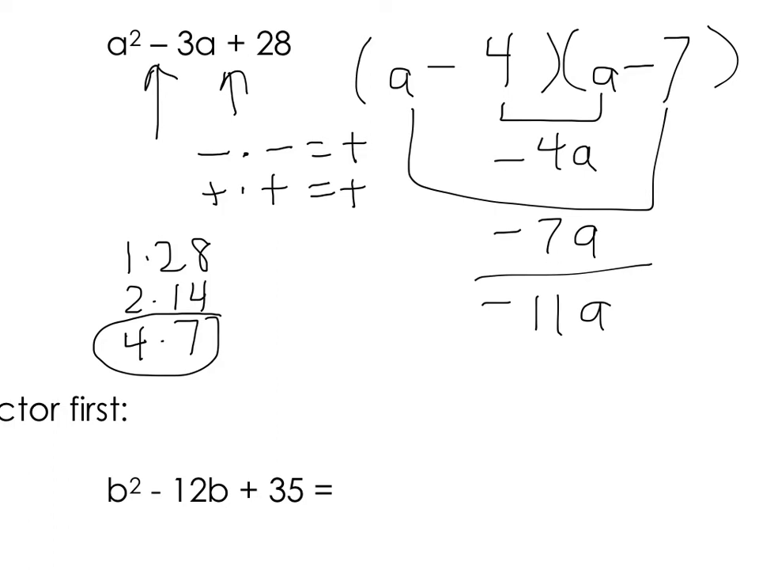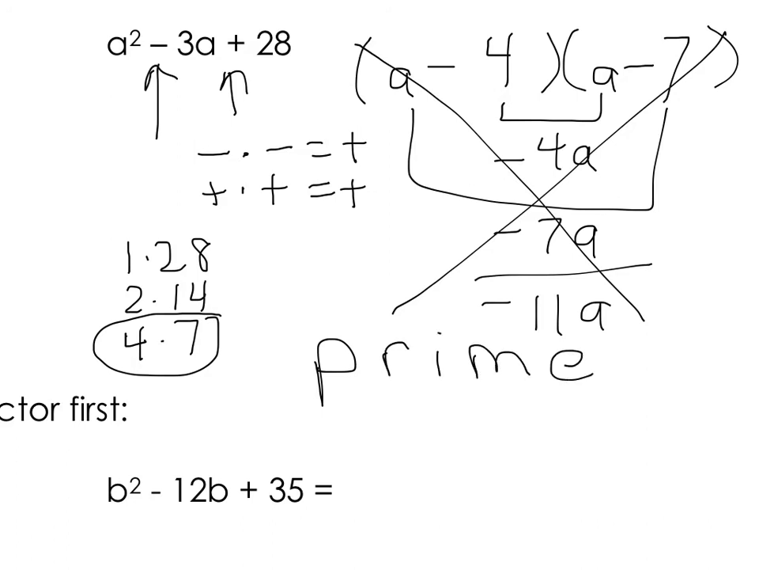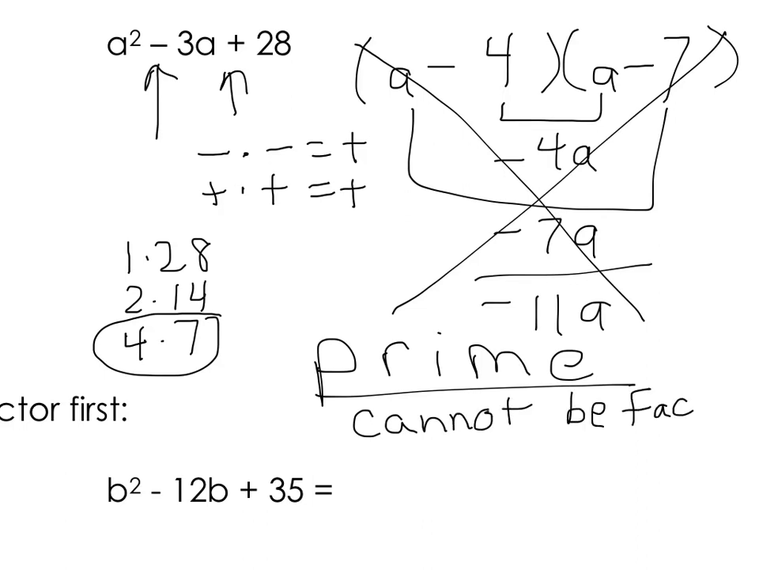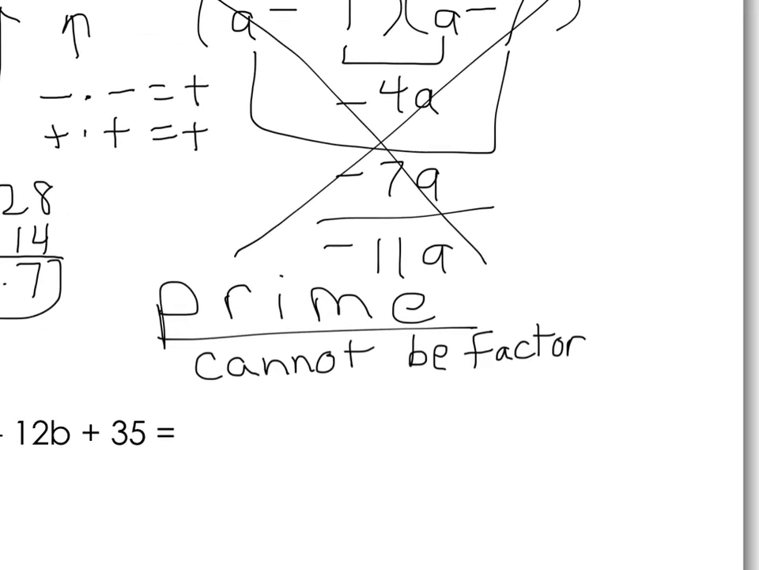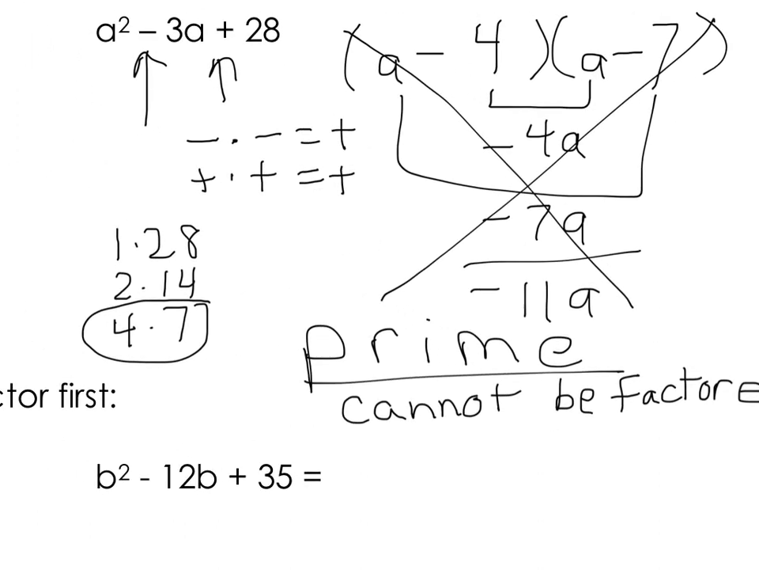How are we going to get minus 3a? It can't be done. Some of these problems are prime. Prime means they cannot be factored. We try. We think about all the factors and we try to factor it, but sometimes they can't be factored. That's ugly, isn't it, to have a problem that can't be factored?